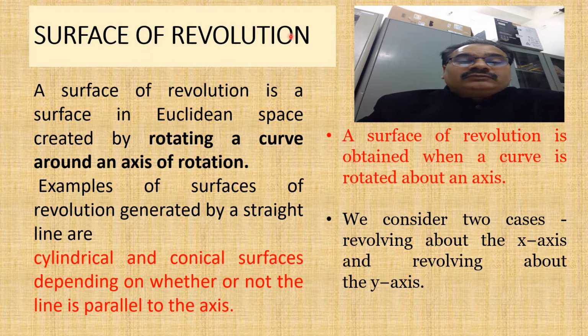So surface of revolution, you can remember, is a surface in Euclidean space created by rotating a curve around an axis of rotation. Examples of surfaces of revolution generated by a straight line are cylindrical and conical surfaces, depending on whether or not the line is parallel to the x-axis. It is also true that a surface of revolution is obtained when a curve is rotated about an axis. We consider two cases: revolving about the x-axis and revolving about the y-axis.